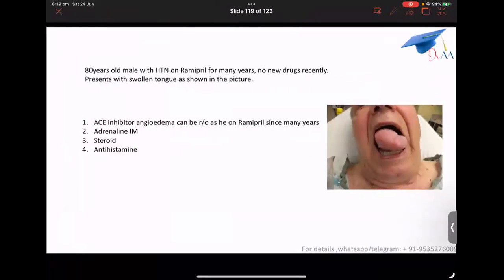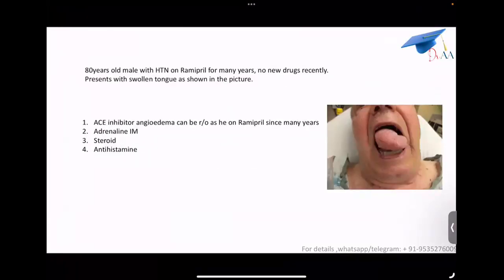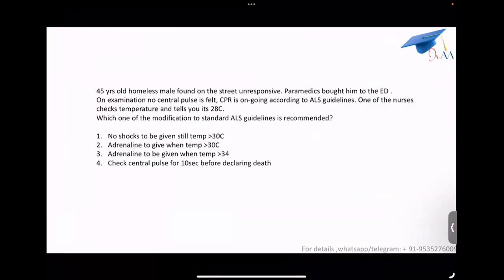You're welcome. So we're going to the next question here. We have a 45-year-old homeless male found on the street, unresponsive. Paramedics brought him in. It is a recall question which has appeared. The core temperature is given here. Which one of the following is correct? So which one is it? Option B.